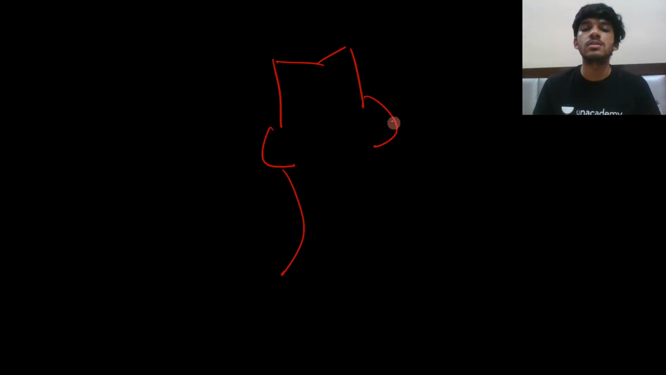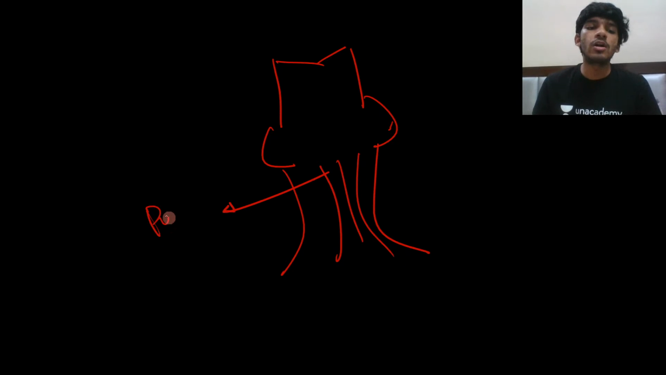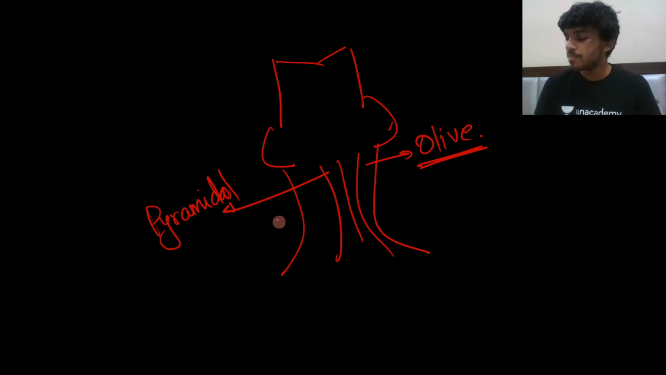That was right. So interpeduncular fossa is the midbrain. This is the pons. This is the medulla. So here you will have the pyramids. These are the pyramids. Why? Because the corticospinal tract known as the pyramidal fibers, they are passing here. So this elevation is known as the pyramid. On the side you have the olive. Why? Because here you have the olivary nucleus complex. So if the structure passes from here, this is the glossopharyngeal nerve.